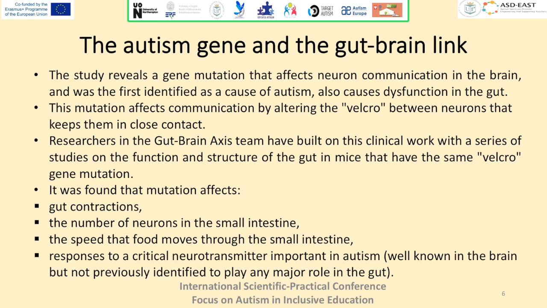Researchers in the gut-brain axis team have built on this clinical work with a series of studies on the function and structure of the gut in mice that have the same velcro gene mutation. It was found that this mutation affects gut contractions, the number of neurons in the small intestine, the speed that food moves through the small intestine, and responses to a critical neurotransmitter important in autism, well known in the brain but not previously identified to play any major role in the gut.